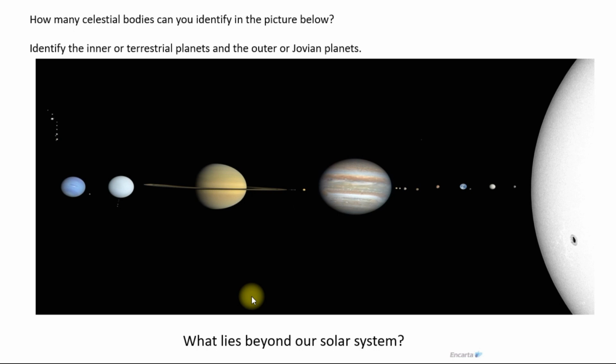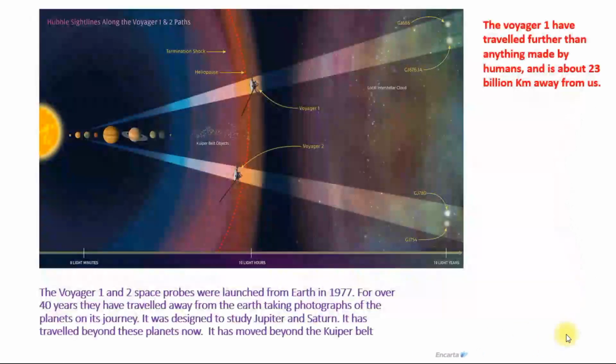Okay, what lies beyond our solar system? In the course of the lesson, we will attempt to answer this question here. We'll attempt to find out exactly what lies beyond our solar system. The Voyager 1 and 2 space probes were launched from Earth in 1977, and for over 40 years they have traveled away from Earth, taking photographs of the planets on their journey. They were specifically designed to study Jupiter and Saturn.